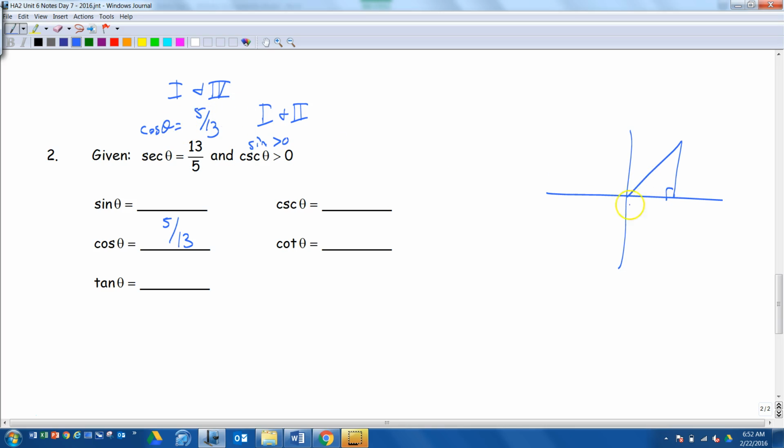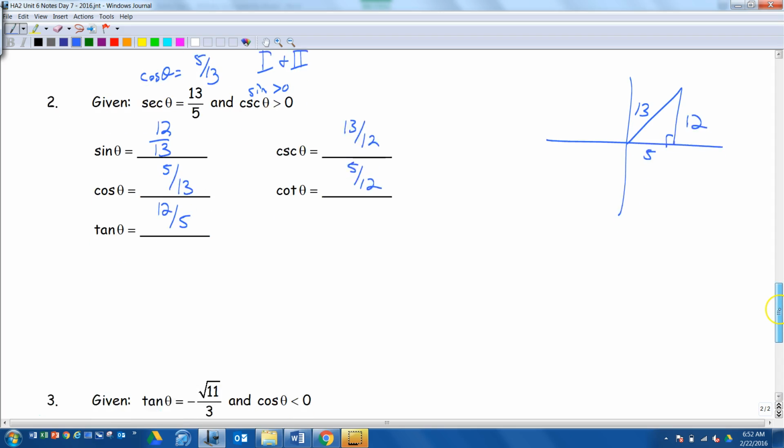We know the cosine is 5 over 13. And if you use Pythagorean theorem, you'll get a 12 here. And again, it's positive. Everything's positive in 1. So the sine is opposite over hypotenuse. Tangent is opposite over adjacent. And now we do the other two. Cosecant, you flip sine, we get 13 over 12. Cotangent, you flip tangent, you get 5 over 12. Okay? Last one.